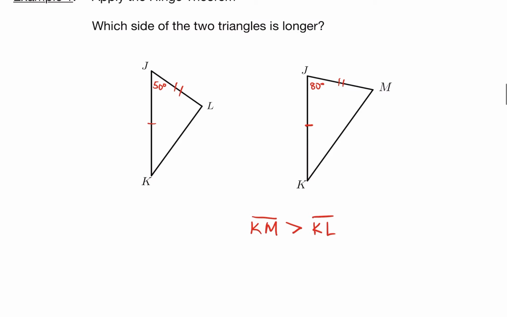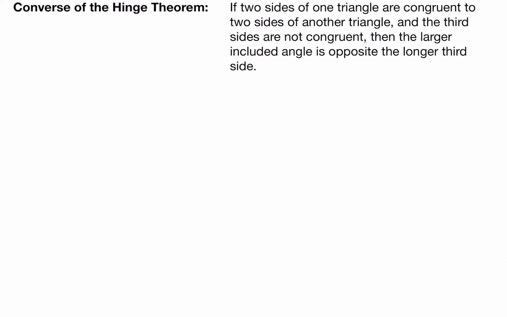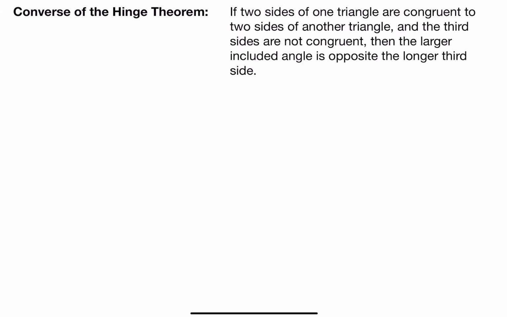All right, now let's move on to the converse of the hinge theorem. The converse of the hinge theorem states that if two sides of one triangle are congruent to two sides of another triangle, and the third sides are not congruent, meaning they're not the same, then the larger included angle is opposite the longer third side.